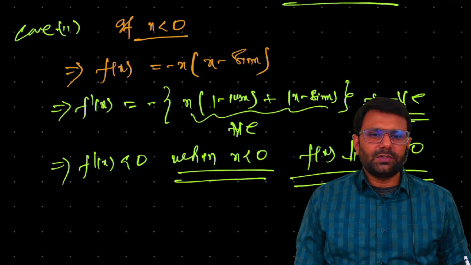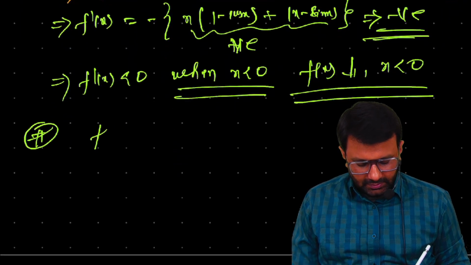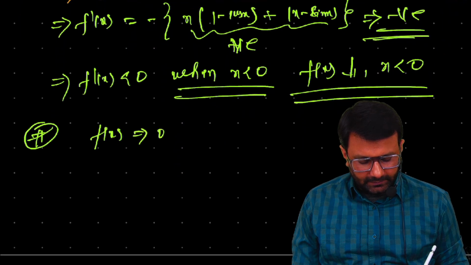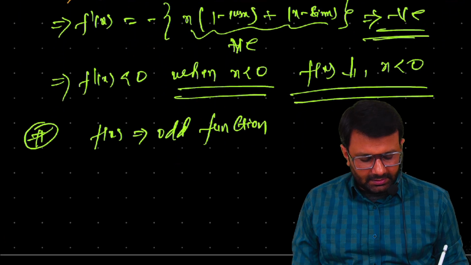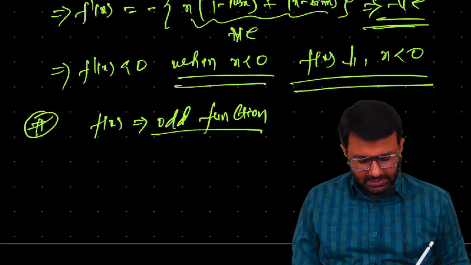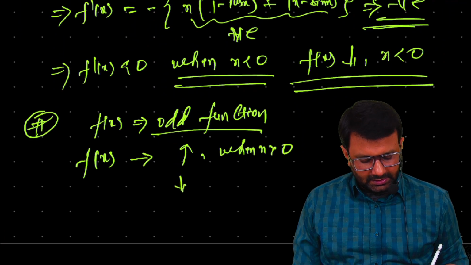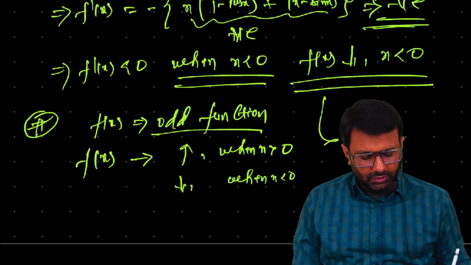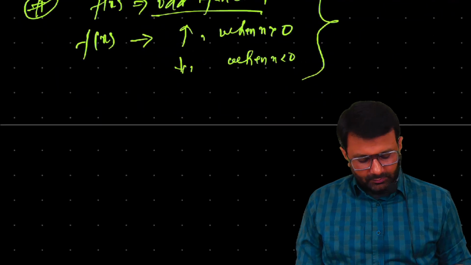So now my job is over. What is the conclusion here? f(x) is an odd function. In the first step I decided, no, that f(x) is an odd function. And in the second step, f(x) is increasing when x is greater than 0 and decreasing when x is less than 0. So based on these two conclusions, draw the graph here. I am drawing the graph.